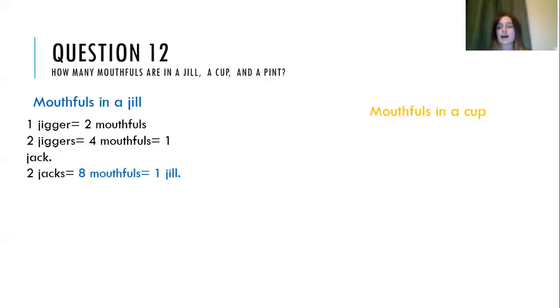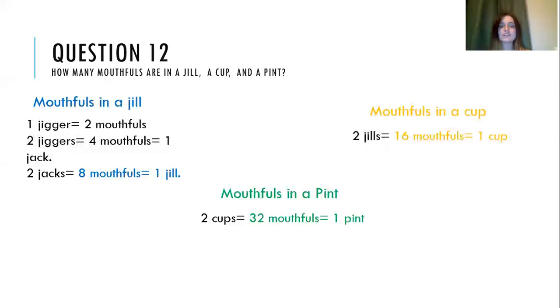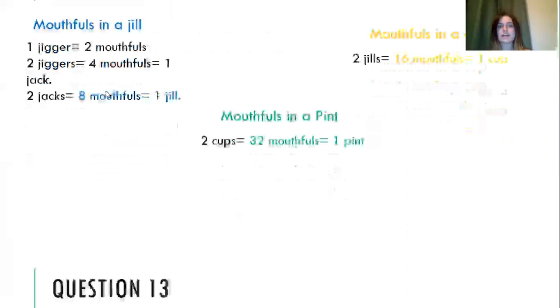Now we can figure out how many mouthfuls are in a cup. 2 gills is equal to 16 mouthfuls, which is equal to 1 cup. And next we find out how many mouthfuls are in a pint. 2 cups equals 32 mouthfuls, which equals 1 pint. We just keep doubling the amount of mouthfuls to find our answers. Now let's go to question 13.